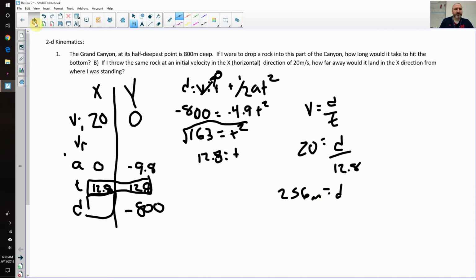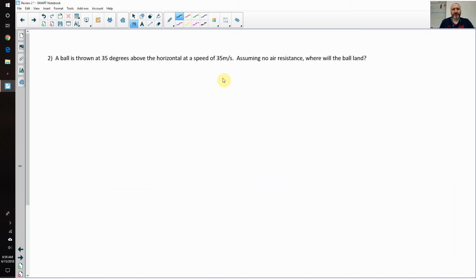Let's move on to number 2. A ball is thrown 35 degrees above the horizontal at a speed of 35 meters per second. Where's it going to land?